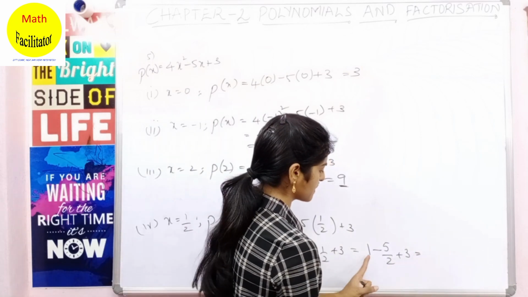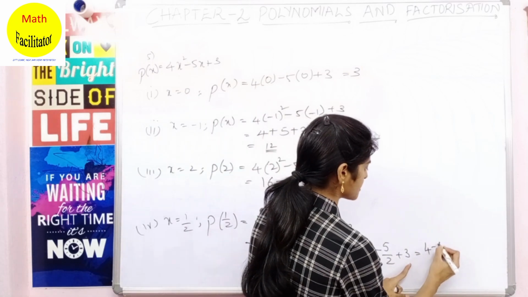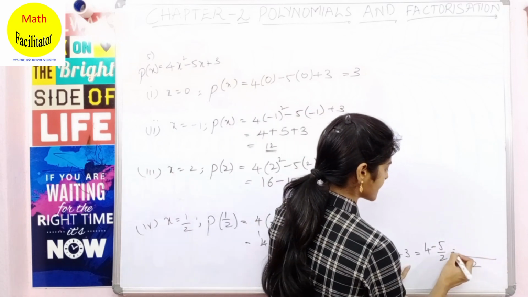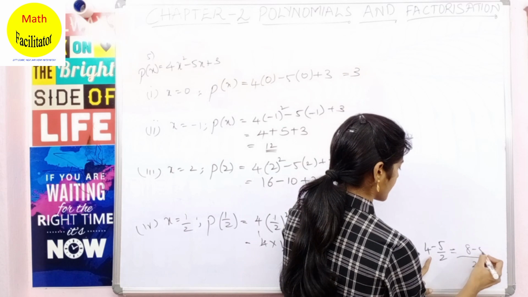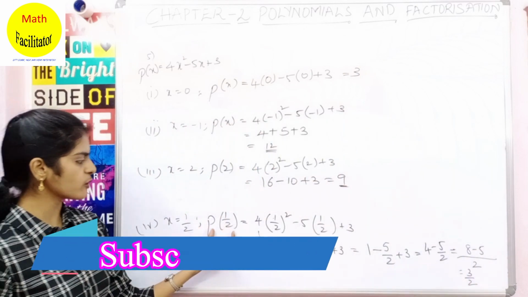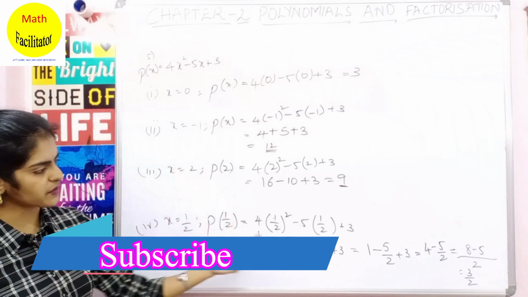So this is nothing but 1 plus 3 is 4 minus 5 by 2. Okay, so taking LCM you will have 2 as the LCM, and here it is 8 minus 5. So the answer is 3 by 2. Okay, so when x equal to 1 by 2, p of x will be 3 by 2.